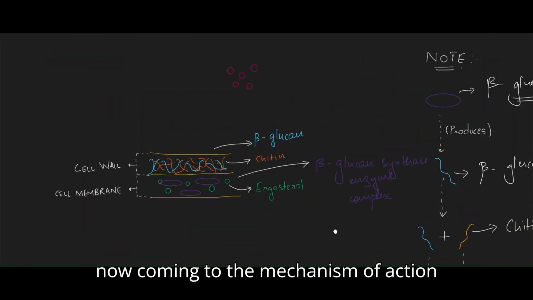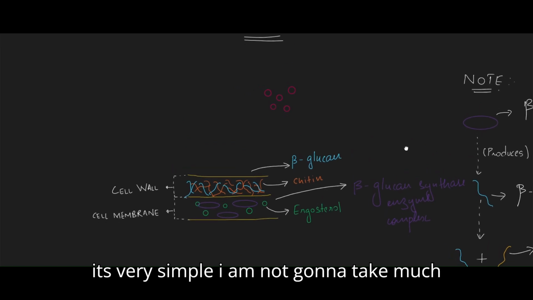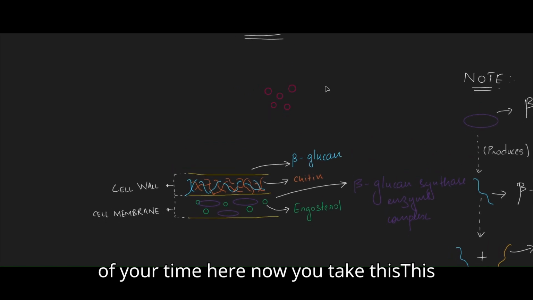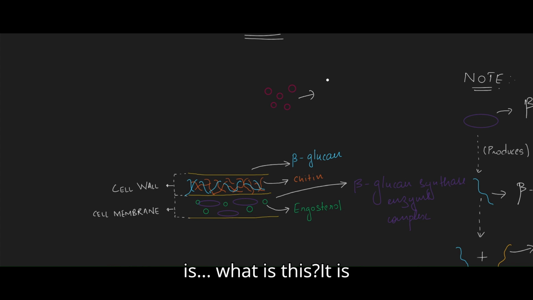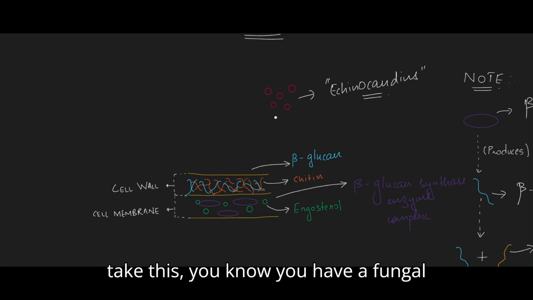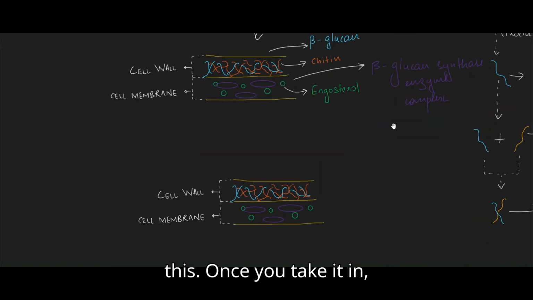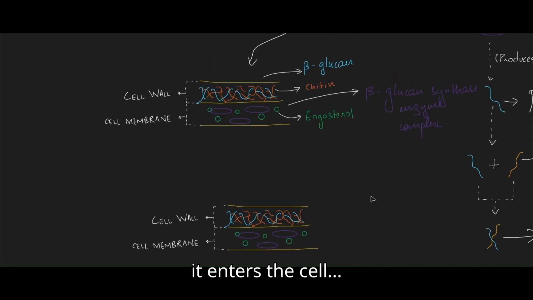Now, coming to the mechanism of action, it's very simple. I'm not going to take much of your time here. Now you take this. What is this? It is echinocandins. See, it's echinocandins. And imagine you have a fungal infection, and you are advised to take this. Once you take it in, it enters the cell.